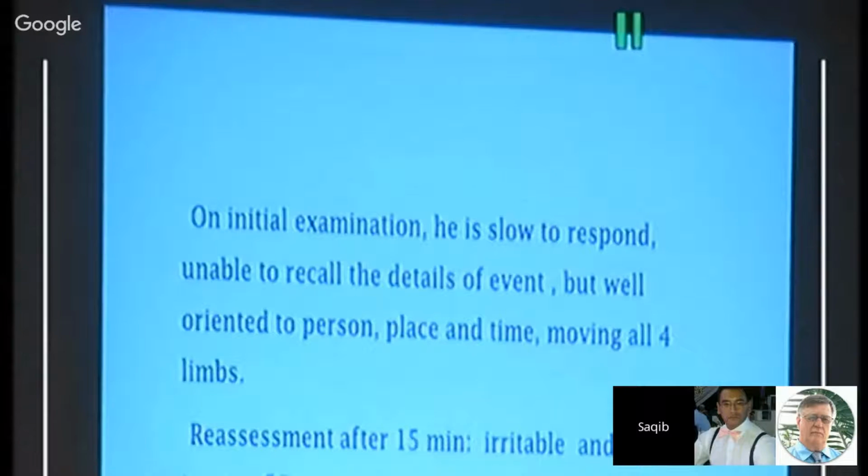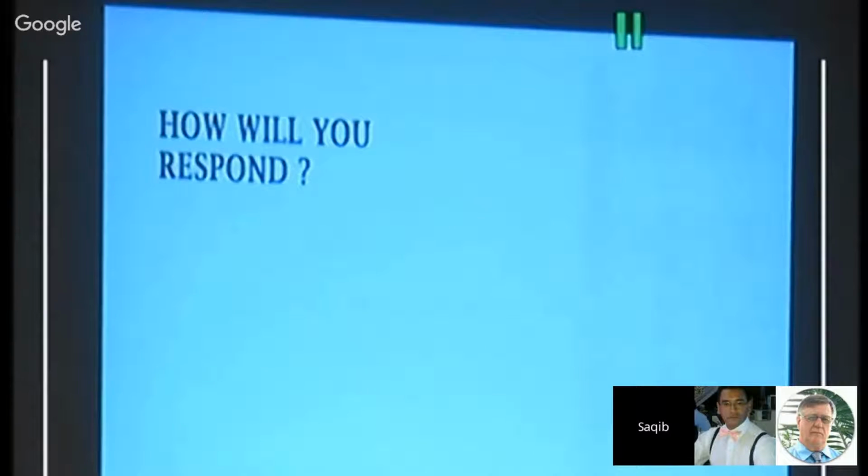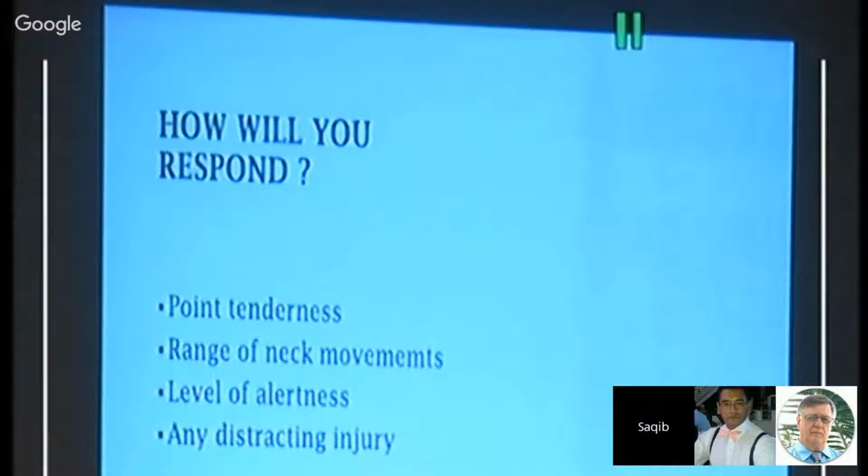The reassessment was done after 15 minutes. He was found to be a little irritable and complained of pain in the back of the head. The head hurts. How will you respond? What type of physical examination would you like to do? Are you worried about anything about this patient? You would look for point tenderness because it's the head, so it could be a spinal injury. Range of neck movements, level of consciousness on the basis of the Glasgow scale, or any other associated injuries.